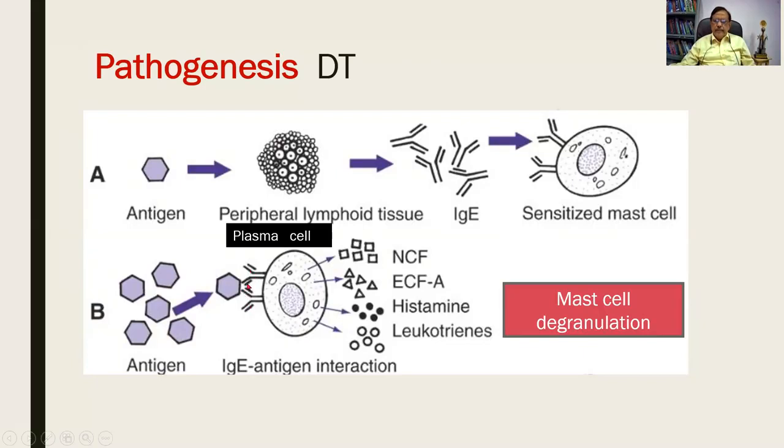As a result of which, it is something like a clip. Now, if I compress this particular region, the cell gets open. And there can be various substances which can be produced, namely NCF, neutrophilic chemotactic factor, ECF, eosinophilic chemotactic factor, histamine, leukotrienes. All these we have seen in the chapter on inflammation and immunology. And ultimately what happens is there is a degranulation of the mast cell releasing all these mediators. So this is the second component of the pathogenesis.